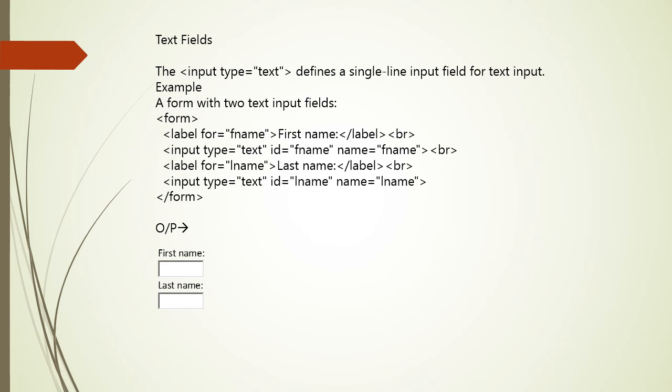Form, label for equals f name, first name, slash label, then input type equals text, id equals f name, name equals f name. Do it for last name: label for equals l name, last name, then input type equals text, id equals l name, name equals l name. So you will get the output this way.